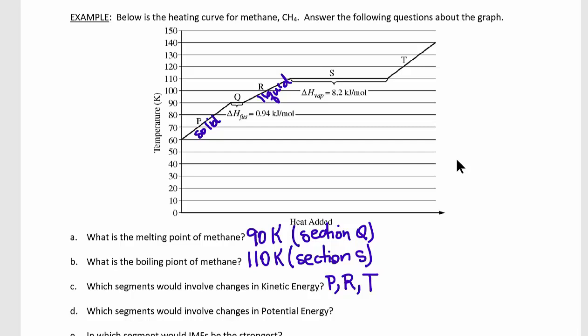In letter D, it says which segments would involve changes in potential energy. Potential energy is when you're adding heat and the kinetic energy is not changing. So when we're adding heat, we're going to look for areas where the temperature doesn't change. And that is section Q and section S.